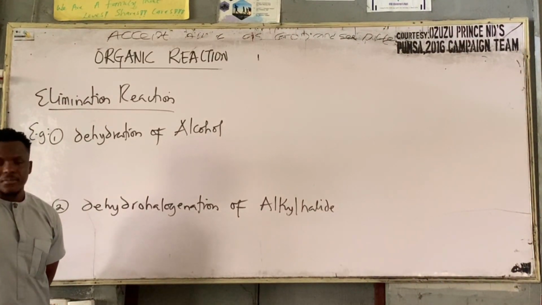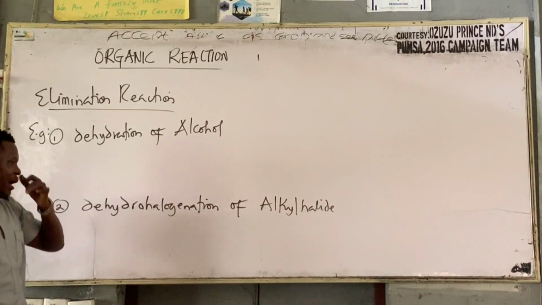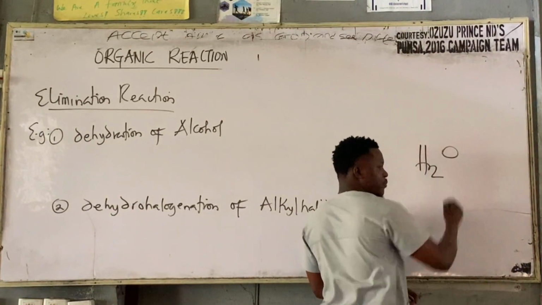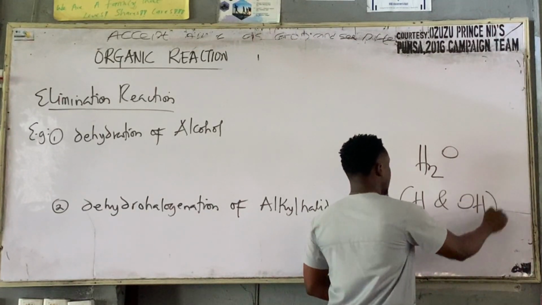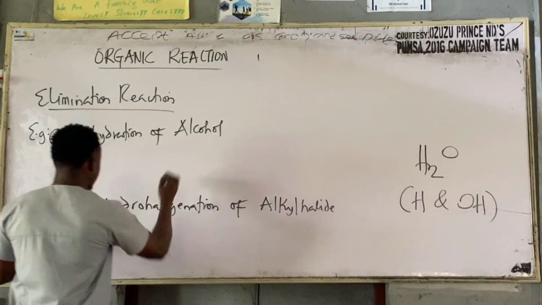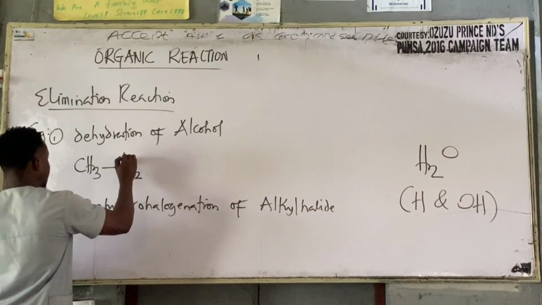Now look up. Dehydration means what? Removal of what? Water. Now, water is H2O, is it not so? What are the components of water? H and OH. Now, what is alcohol? Let me give us an example, ethanol. I have this.